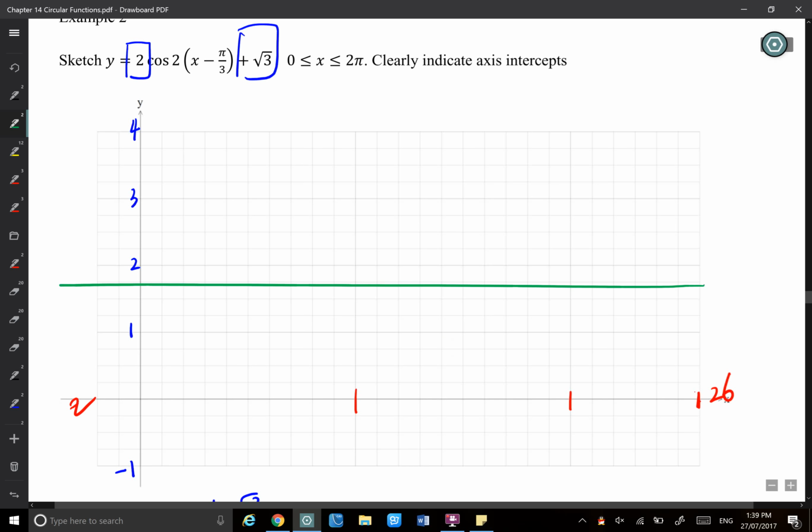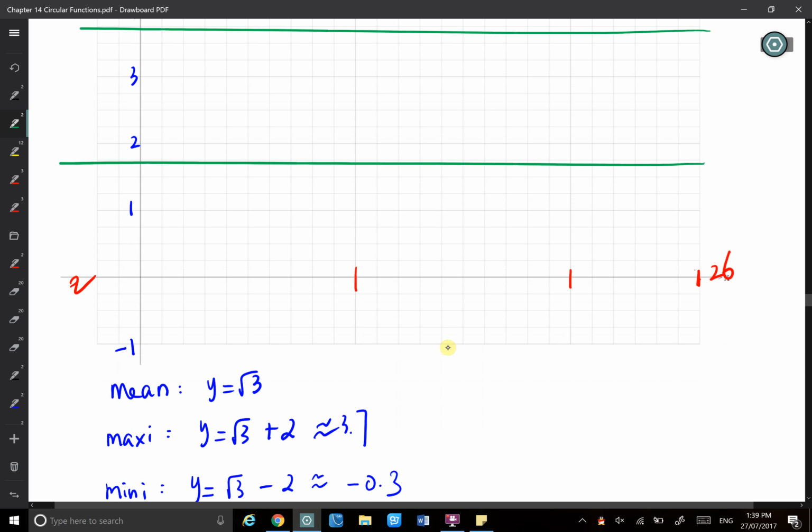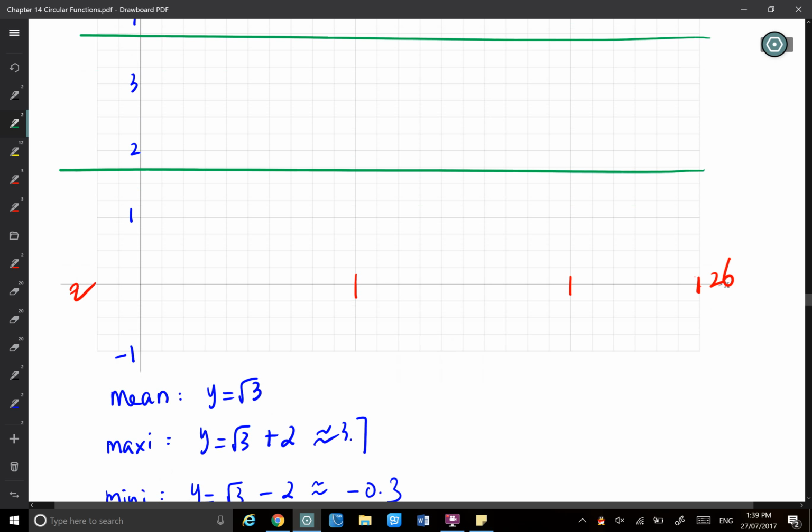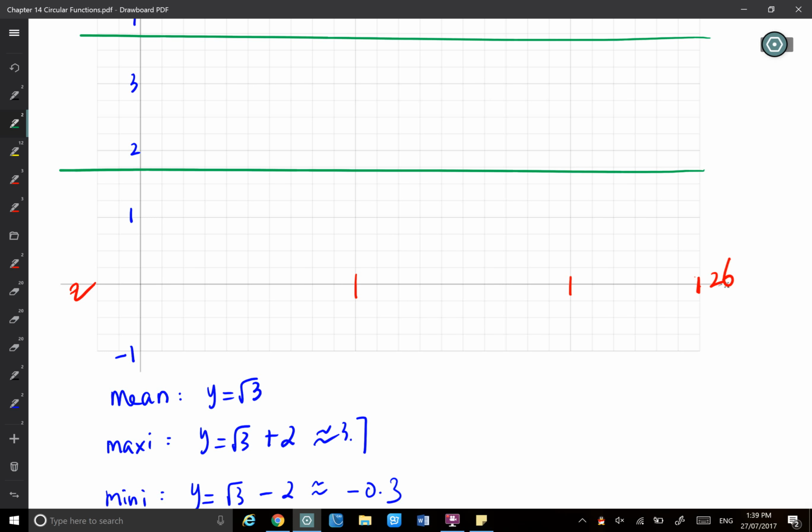3.7. It's about here and go down by 2 units. It's about -0.7. Each small box is 0.25 because 4 boxes is 1. Well, it doesn't matter, not necessarily that accurate, but you should give a reasonably close graph. -0.3 is here.